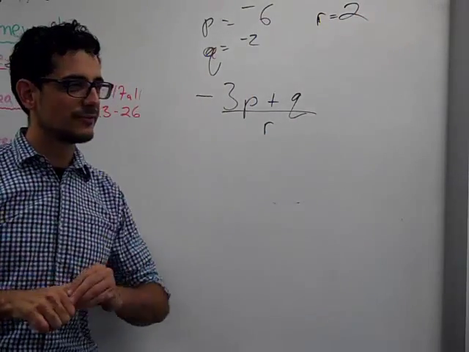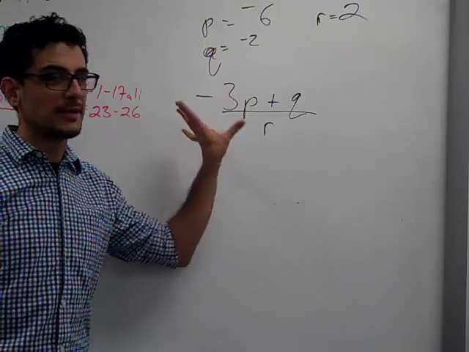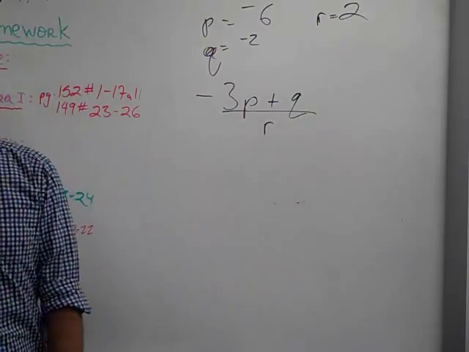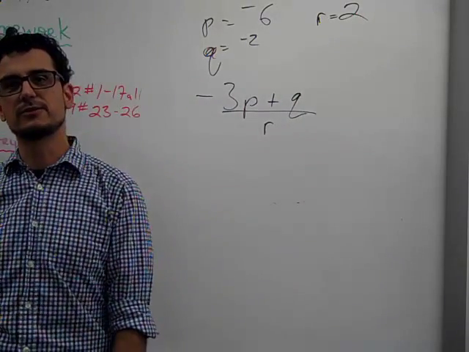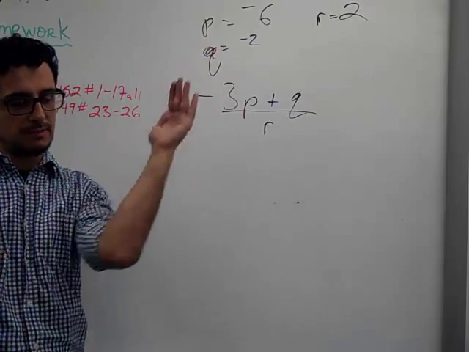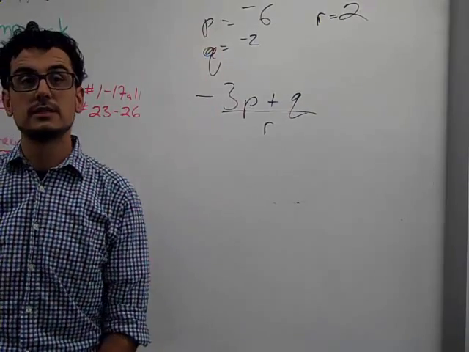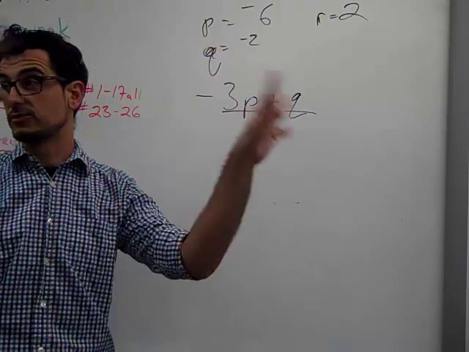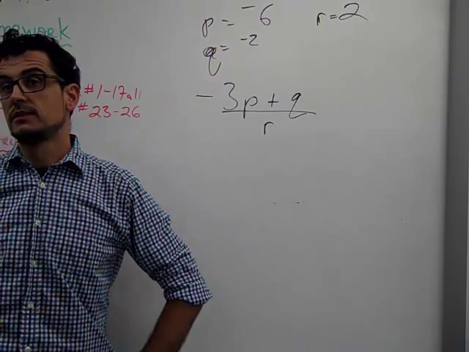Negative 3p plus q over 2. That's going to be a math problem that's coming up later, in algebra 1 and 2, working with quadratics, making parabolas, later in the future, in high school.